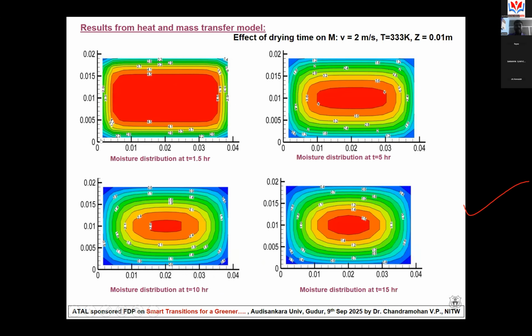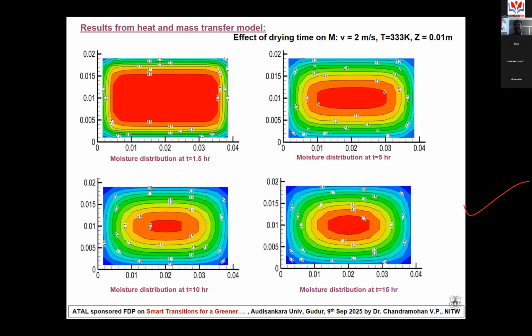Initially the surface moisture is reduced. The initial moisture content of the food product is 4.88 kg per kg of dry basis, so let us remember the value 4.8. You can see the surface is almost 1.4 kg per kg of dry basis because it is taken after 1.5 hours. At the same time, inside the food product the moisture is not removed. Inside, it is 4.5 kg per kg of dry basis.